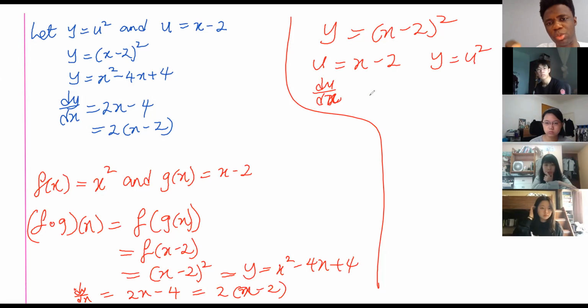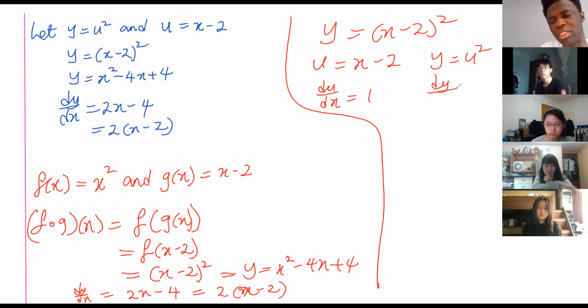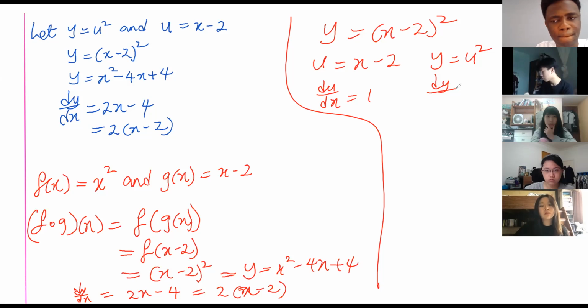So that's how the chain rule is done. For the chain rule of differentiation, we will use simple rules of differentiation for each of them. Du dx is equal to 1. Here you can find dy d what? Du. Here we can find dy du. And that would be what?